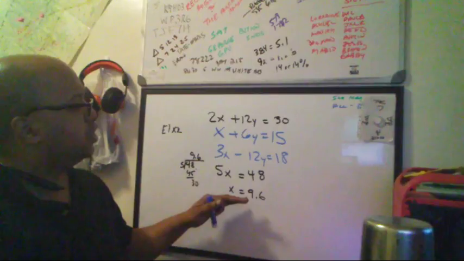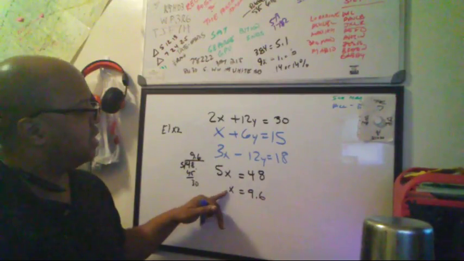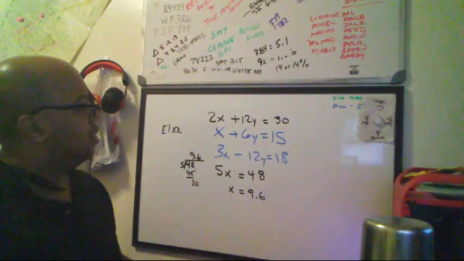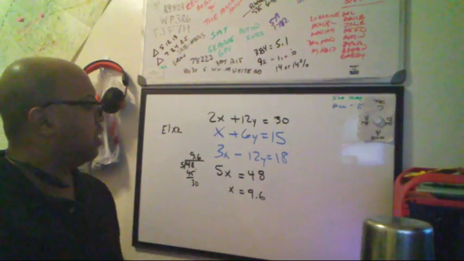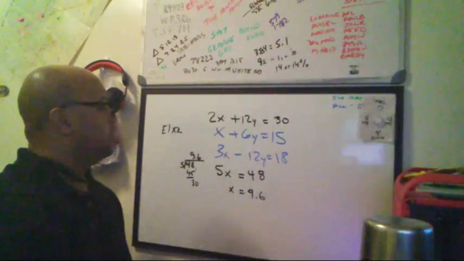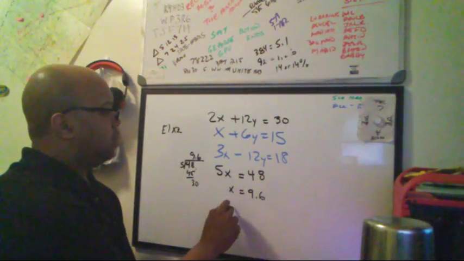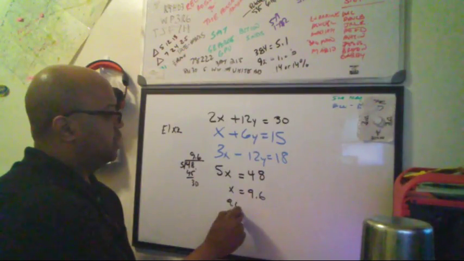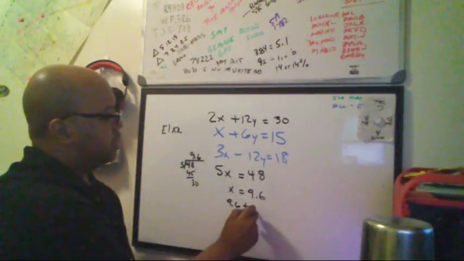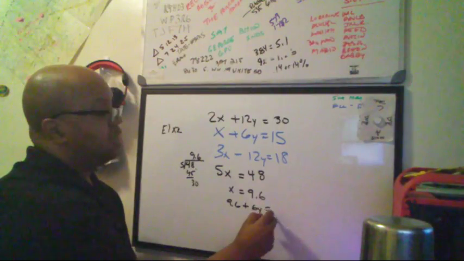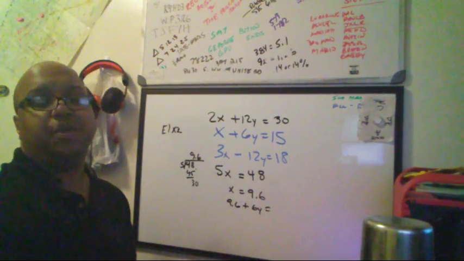So what we're going to do is plug this in for the x value. We could do it here or we could do it there, but it must be tested. So what's going to happen is we're going to have 9.6, which is the x, plus 6y is equal to, and let's make sure that we're getting all of this.